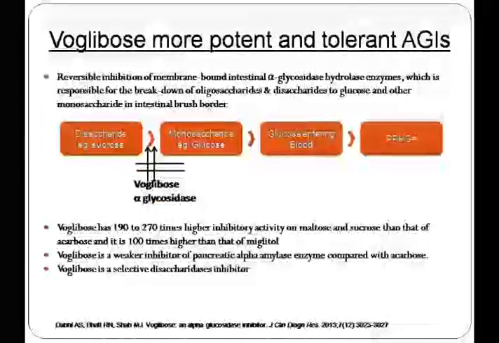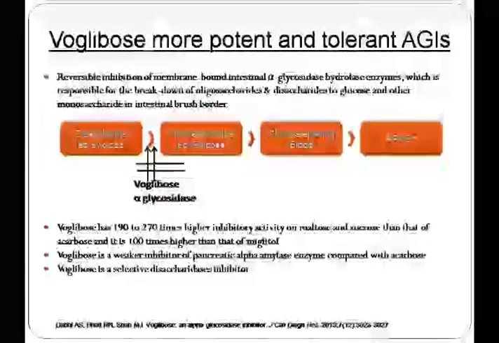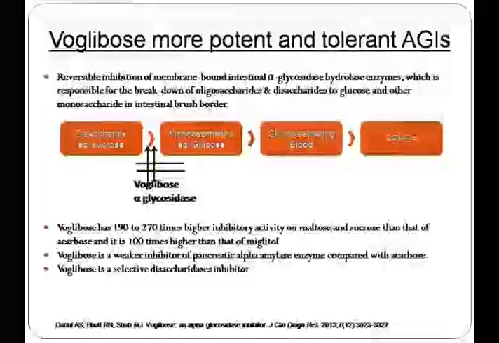And it's a more potent and tolerable AGI, because Voglibose has 190 to 270 times higher inhibitory activity on maltose and sucrose than the other AGIs. That's the basis of why Voglibose as an alpha-glucosidase inhibitor works better than the other existing alpha-glucosidase inhibitors, and hence is probably the preferred AGI today.